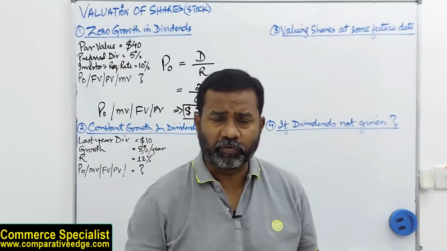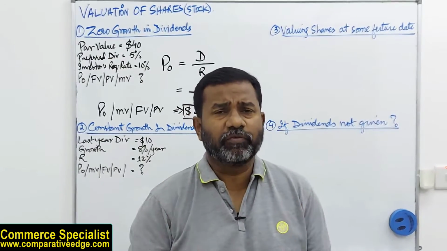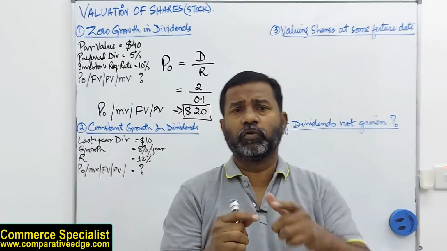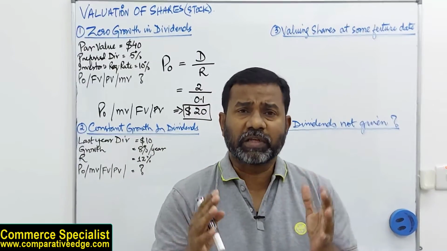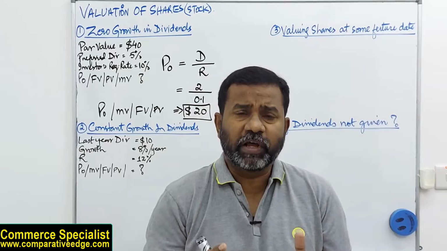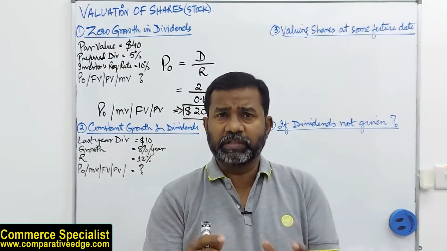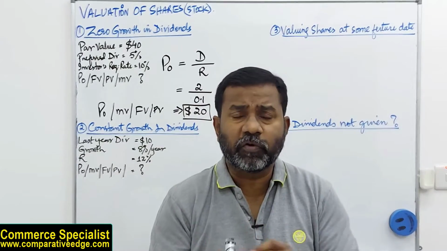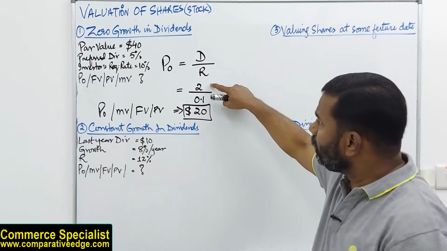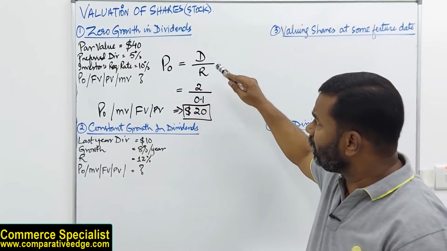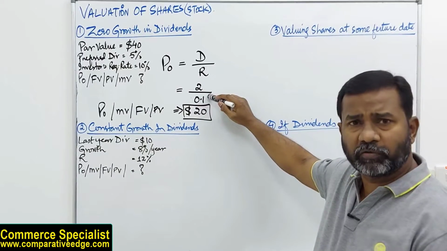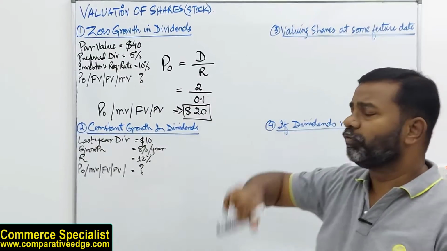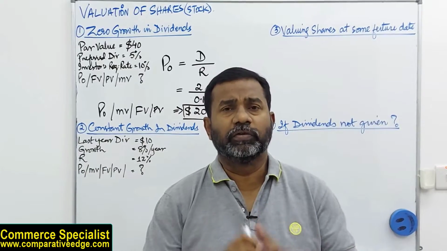I hope this is pretty straightforward. I use the same formula. If you go back to my previous videos on capital budgeting, there I have discussed how to calculate the present value of a perpetuity. A perpetuity is a fixed amount paid or received forever. So we are getting $2 forever. Just divide the amount of dividends by the investor's required rate of return, and you get the fair value or present value of the share.